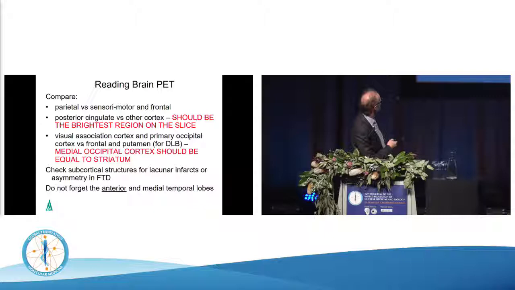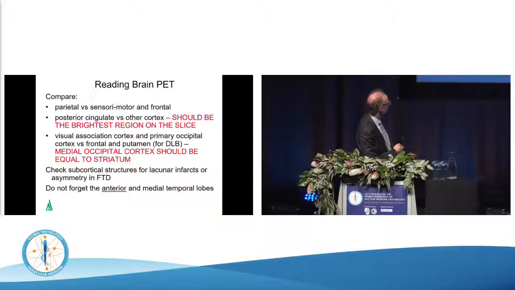The visual association cortex and the primary occipital cortex should be compared particularly to the basal ganglia, the striatum part, the putamen and caudate nucleus. They should have similar activity. So medial occipital cortex should be equal to striatum. If it's not, it's down. And then you've got to start thinking about things like dementia with Lewy bodies or other variants, posterior variants of Alzheimer's disease, or is this patient blind, or do they have significant visual impairment?